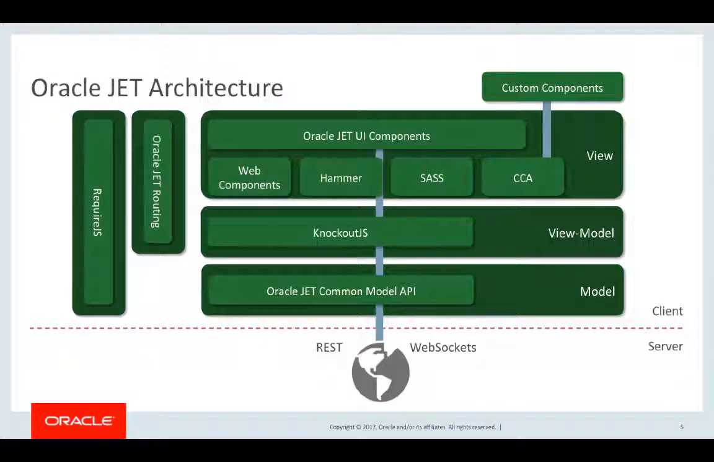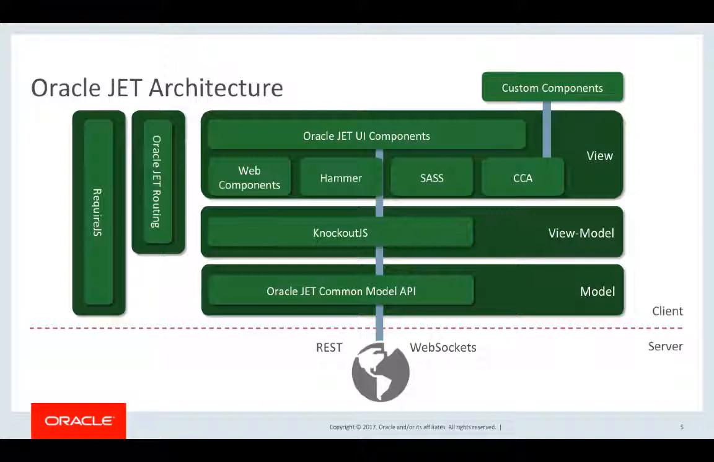So this is the Overkill Jet architecture. As you can see, it's based on the MVVM architecture, which is very popular for this technology stack, a model view view model solution. Let's look at the various components that make up this architecture. We start with the view layer, where we have the Overkill Jet UI components. Those components are based on the Web Components standard, and they're a collection of over 100 UI components, I believe now.